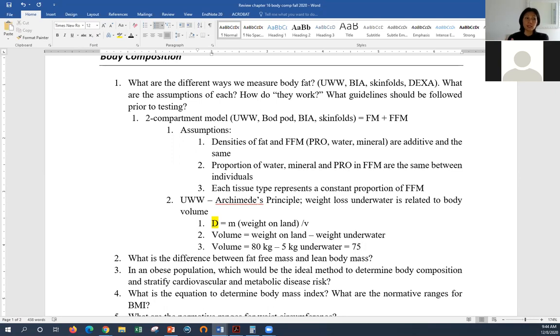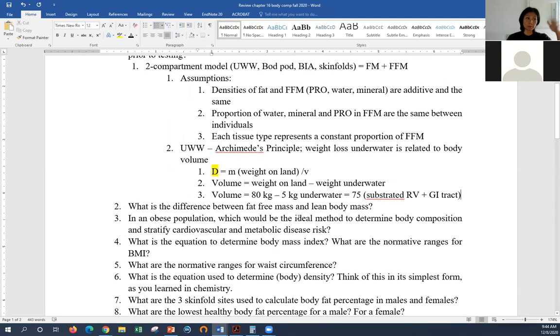When you folks did the underwater weighing, we also took into account, so we also subtracted, residual volume and the GI tract space. But in the simplest terms, the volume of someone's body is a difference in weight from land to underwater.